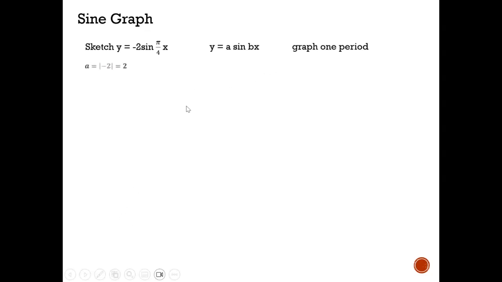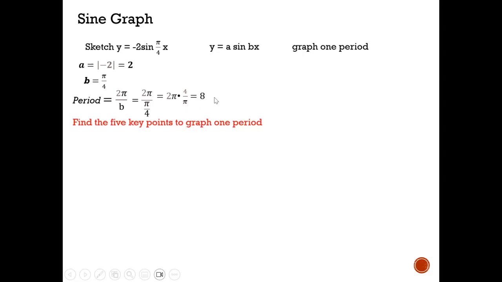Okay, so now, again, same thing as before. We do the same thing over and over again. So my amplitude will be negative 2, but the absolute value of negative 2 will give us 2, which means it's going to go up 2 and down 2. My B is pi over 4. So my period is 2 pi over B. It will be 2 pi over pi over 4. This is the same thing as 2 pi times 4 over pi, which will give us 8. You'll be thinking, what happened? There's no radian, there's no pi. Because the pi's cancel, don't worry about it. Just keep doing the same process.